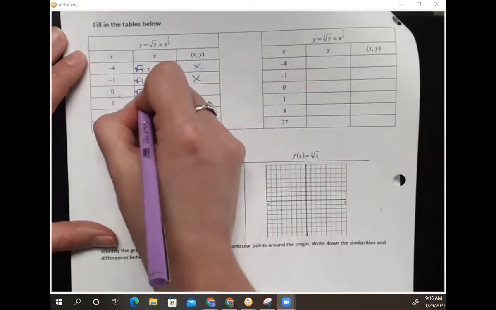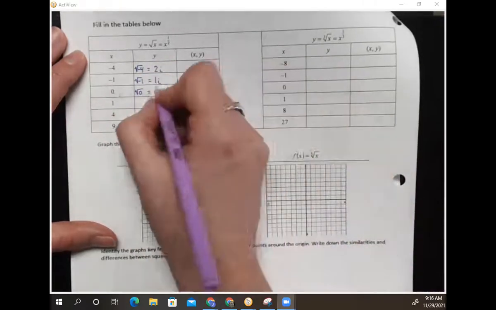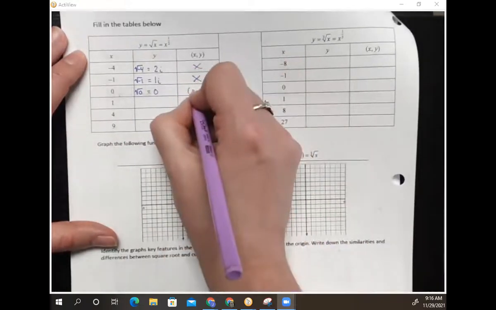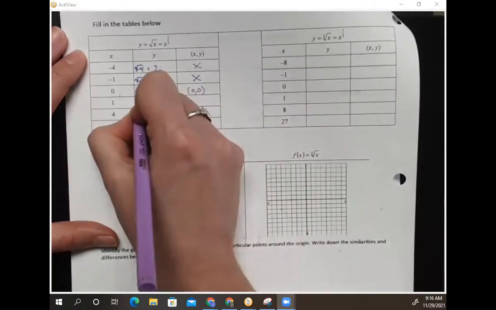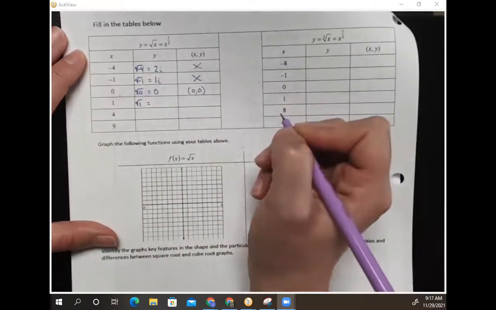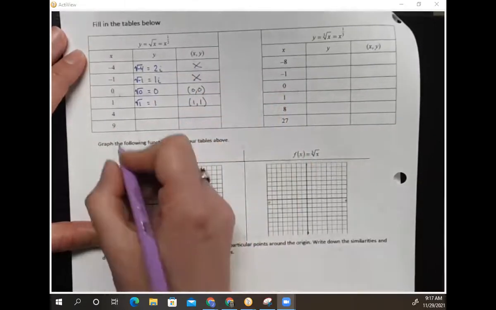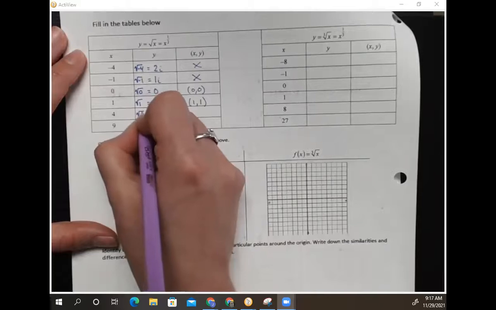How about the square root of 0? 0. Can I graph this now? 0, 0? Yeah, that's a point on the plane. What's the square root of 1? 1. So I'd have the point 1, 1. And then my next x value is 4.